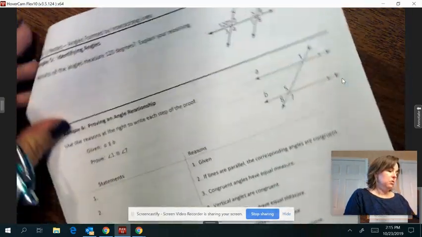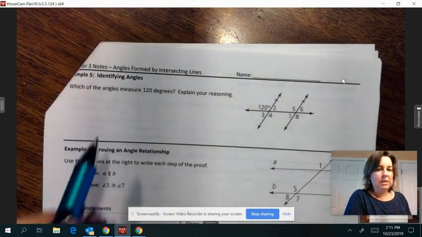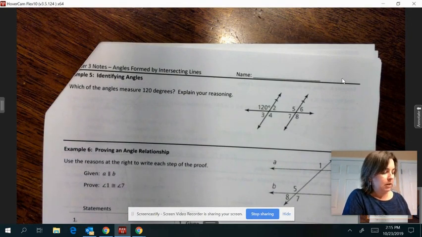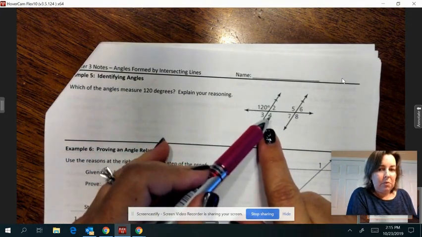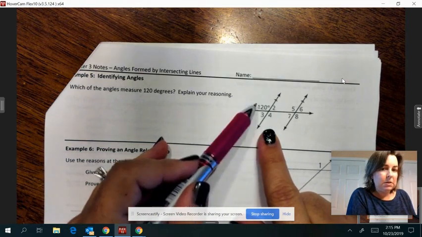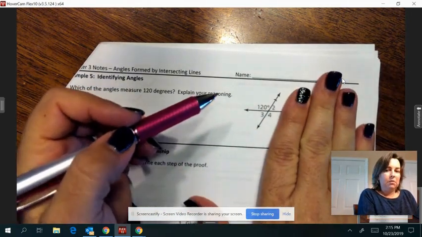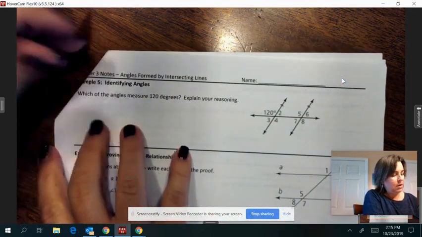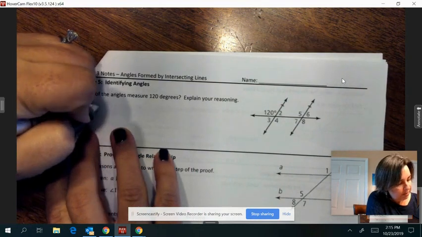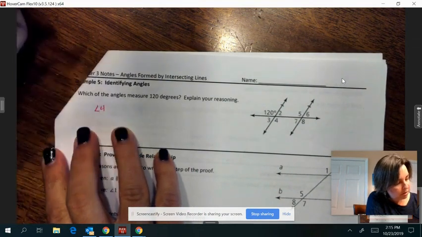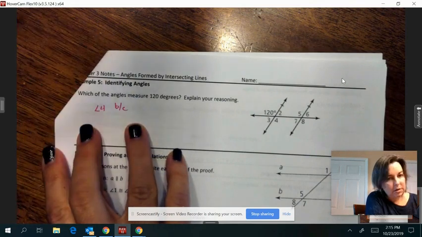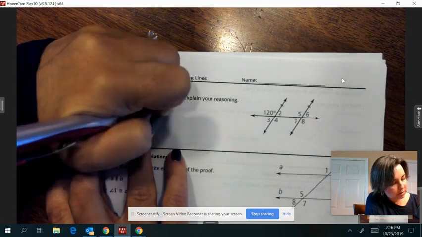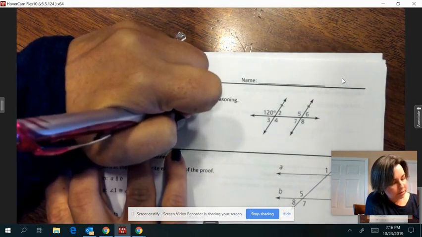Okay, so let's try some problems here. This says which of the angles measure 120 degrees, and then we're supposed to explain our reasoning. So I would start by saying angle 4 has to be 120 degrees because those are vertical angles. You can ignore this half of the picture, and angle 4 and 120 are the same. So I'm going to put angle 4 because vertical angles are congruent.